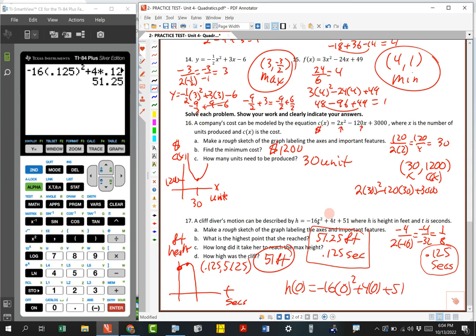Okay. So there's our answer to this one right here. So the cliff is 51 feet high. They reach the maximum height in their little dive here of 51 1/4 feet. And that happens about an eighth of a second after they jump off the cliff. So we've got our sketch, we've got the highest point, we've got how long it took, and we've got that the cliff was 51 feet high.